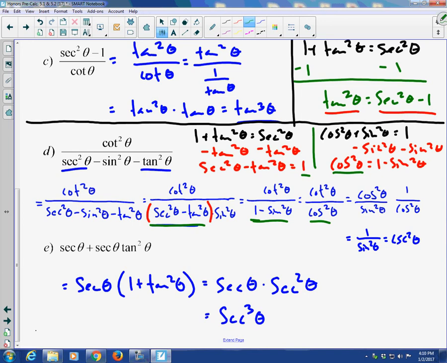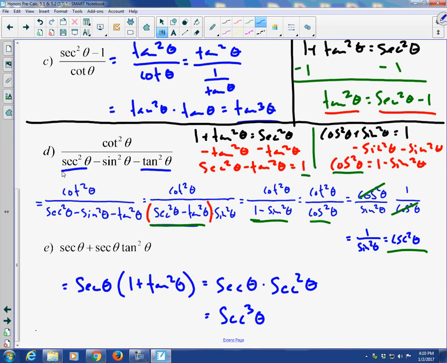I changed cotan squared theta to cosine squared theta over sine squared theta, and I took the division of cosine squared theta and made it a multiplication of 1 over cosine squared theta. And right here what we can see is that those cosine squared thetas are going to cancel out, and we've got 1 over sine squared theta, which equals cosecant squared theta. And that's our reduced simplified expression.